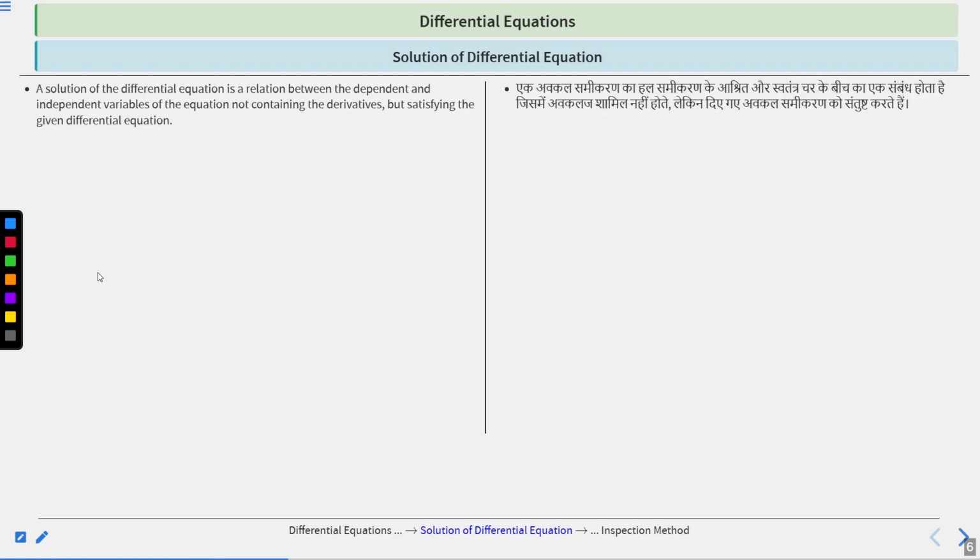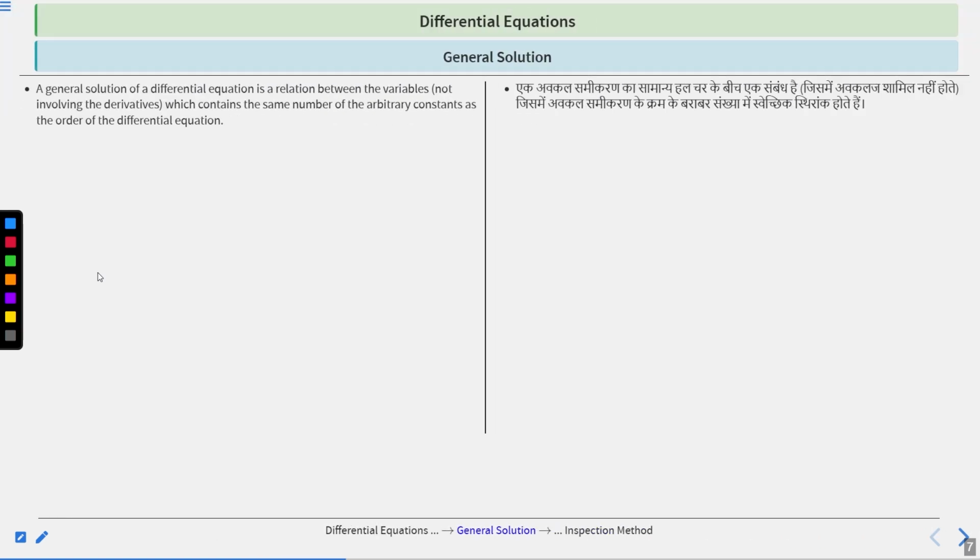Now let's move to the solution of a differential equation. A solution of a differential equation is a relation between the dependent and independent variables of the equation, not containing the derivative but satisfying the given differential equation. So this is basically the solution of a differential equation.